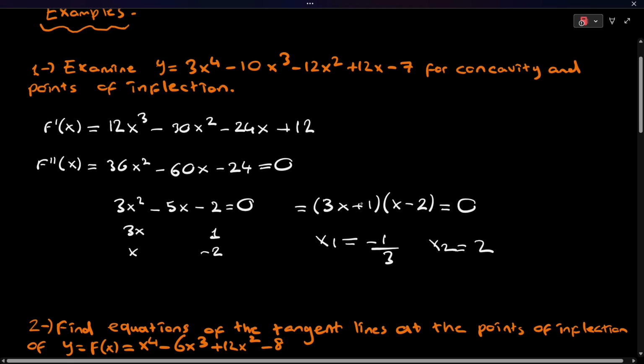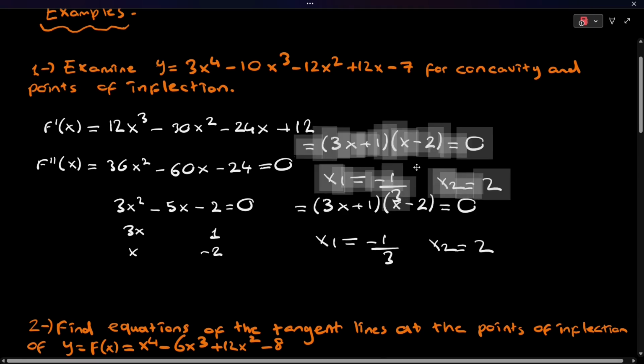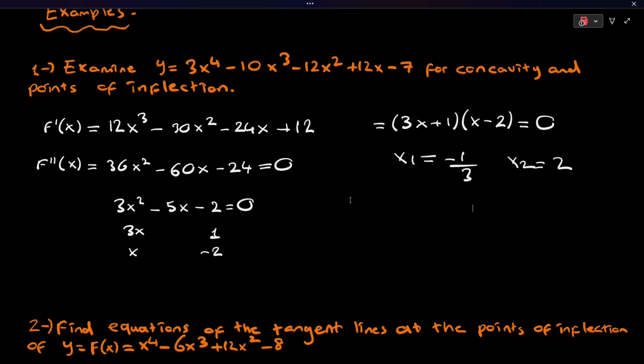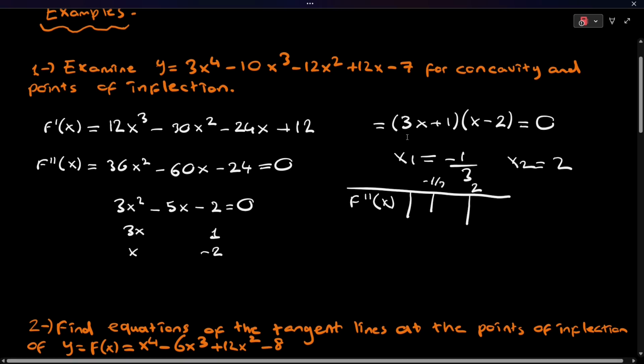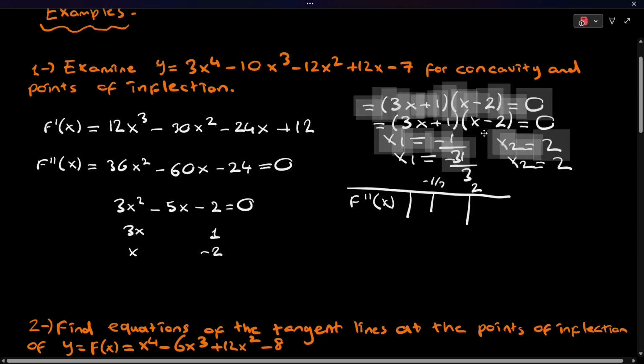Let's make the sign table for the second derivative. I have 2 points. One is negative 1/3, and the other one is 2. Yeah, I'm struggling with space as usual.